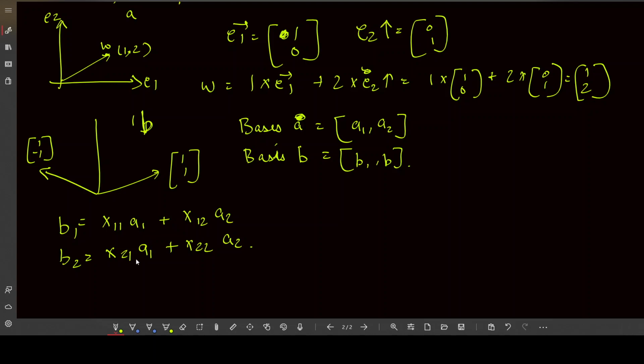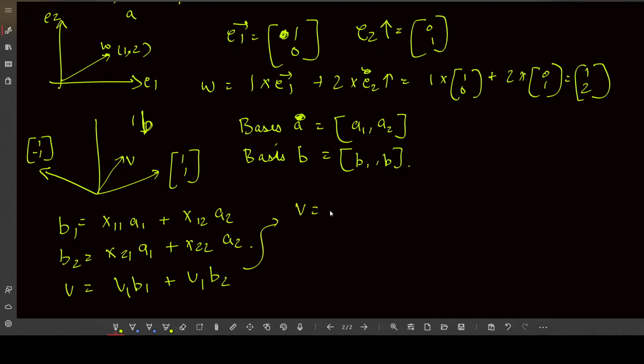And let's say I have a vector V in the basis B, right? And this vector in the basis B can be written as a linear combination of B1 and B2, right? So I'm going to write V as V1 B1 plus V2 B2. Okay, so now what I'm going to do is come here and expand this.